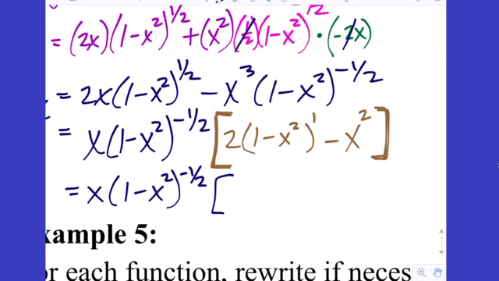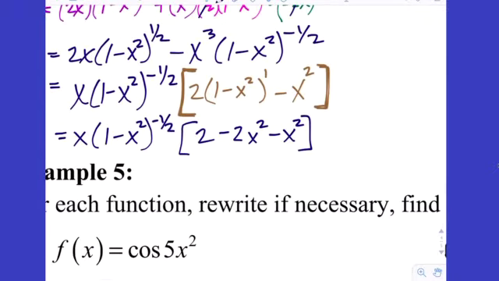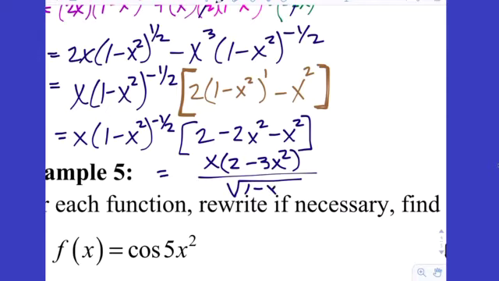Inside the beefy brackets now, since it's to the first power, you don't really need it there. You're going to want to distribute completely. So 2 times 1 is 2, and then we're going to be left with minus 2x squared minus the other x squared. And now I'm ready to go to my final answer. In the numerator, we're going to have an x times a 2 minus 3x squared. And in the denominator, we're going to have a square root of 1 minus x squared. And that right there is the cleaned up, fully factored version of that function.